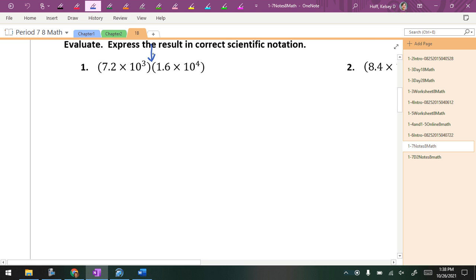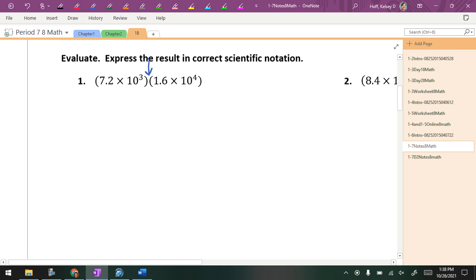When I have two parentheses right next to each other, what operation's happening here? Multiplication. Okay, just like last week when we multiplied with coefficients and with different variables, we want to regroup this. We want to put our front factors or coefficients together, and we want to put our base 10s together. So we would group together 7.2 times 1.6 and 10 to the third times 10 to the fourth.